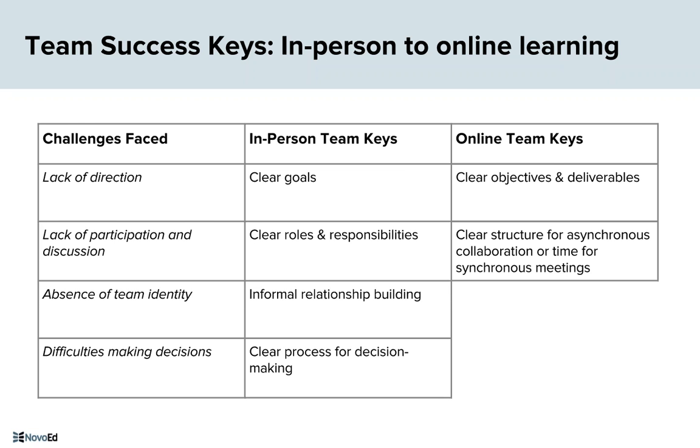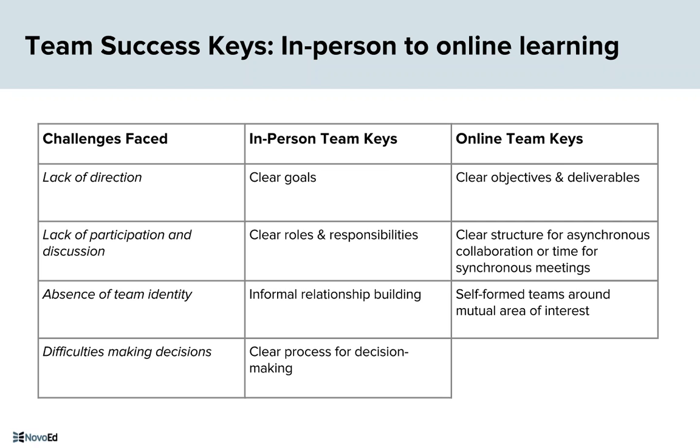Now, taking a look at absence of team identity. Well, this is one where being friends and building up that informal relationship can be very effective with in-person teams. Online, it's a little bit harder to sometimes build up that informal relationship, but being able to build teams around mutual areas of interest can be very beneficial and help the team coalesce around a certain area of understanding. And then finally, difficulties making decisions, how decisions are made.